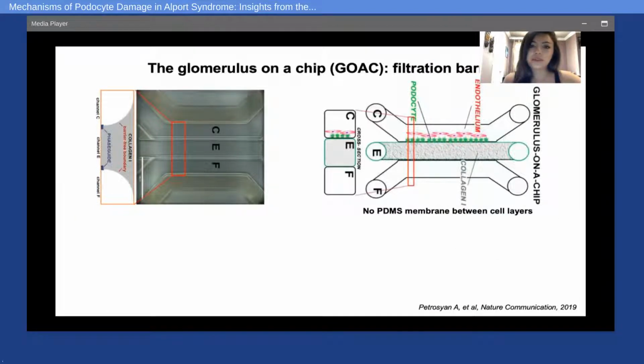So the way we generate the glomerulus on a chip using this system to create a filtration barrier is by using the middle lane, E, and filling this with collagen. And then in C, we initially seed podocytes and allow them to align. And then we wait 24 hours and seed endothelial cells, allow them to align, and then we place them on a shaker and allow fluid flow in channel C. The filtrate would be collected in channel F.